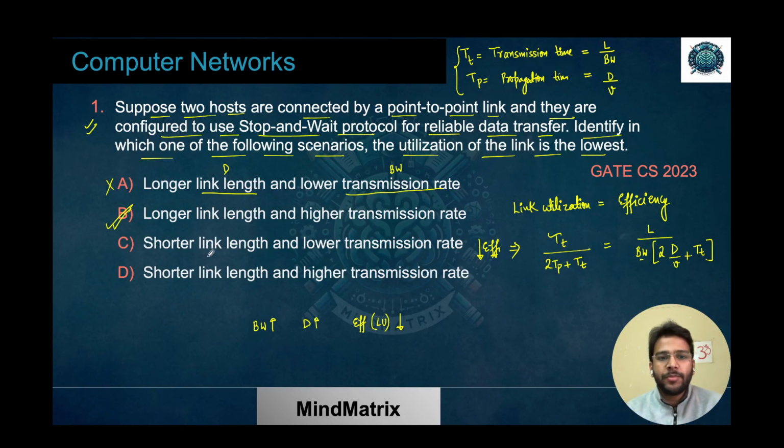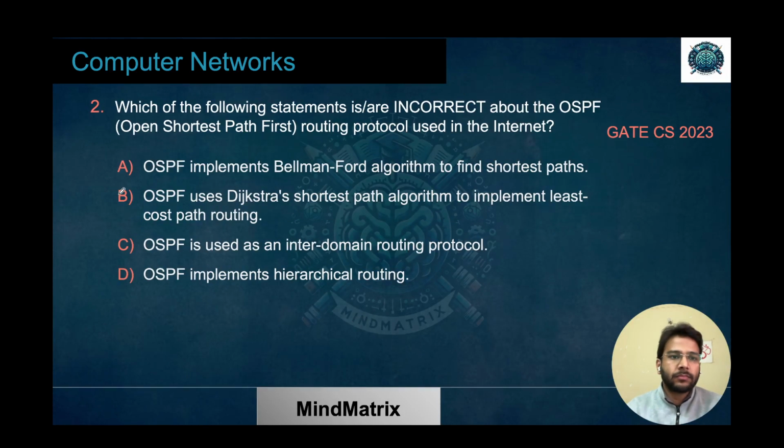Okay. Option C, shorter link length, no, that is incorrect. Option D, shorter link length and higher transmission rate, that is also incorrect here. So option B is the correct answer for this question. I hope it is clear to all of you. Let's proceed to the next question.